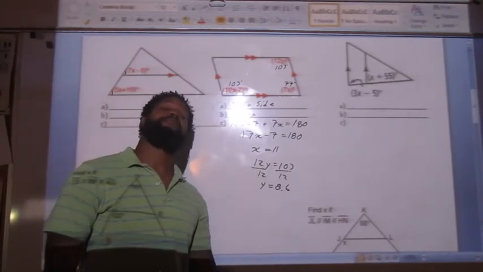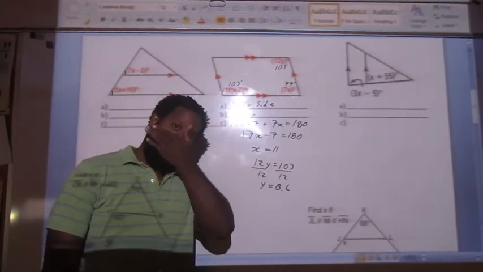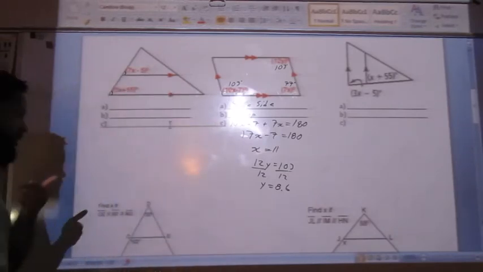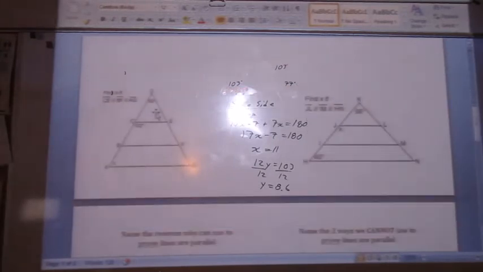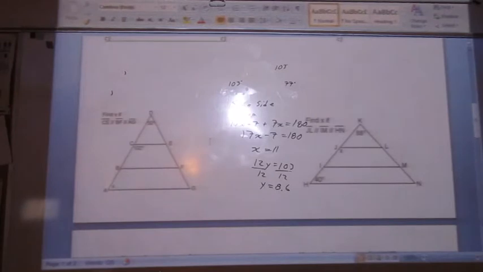Is the next triangle the same as the other triangle? So let's look at that.